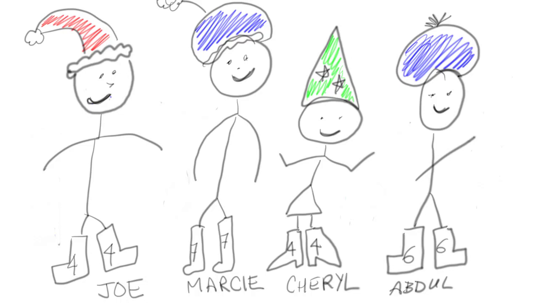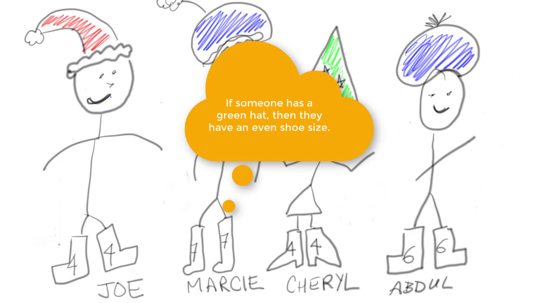There's another fun type of statement we could look at. This is an if-then statement, also called a conditional statement. Here's an example. If someone has a green hat, then they have an even shoe size. Let me say that one more time. If someone has a green hat, then they have an even shoe size. It can be helpful to think of this as a social rule. Imagine we live in a future dystopia where the government has ruled that anyone wearing a green hat must wear even-sized shoes. This statement is true exactly when everyone is obeying the law.